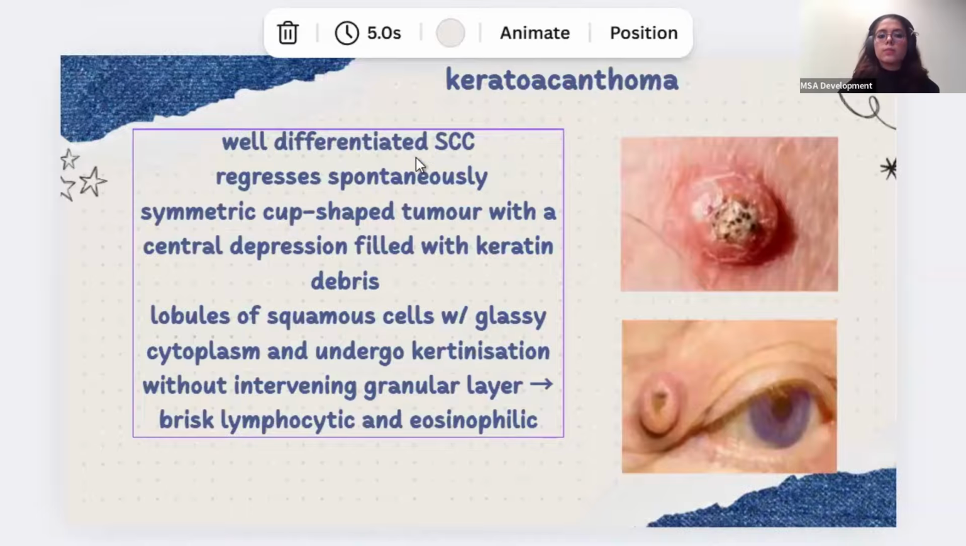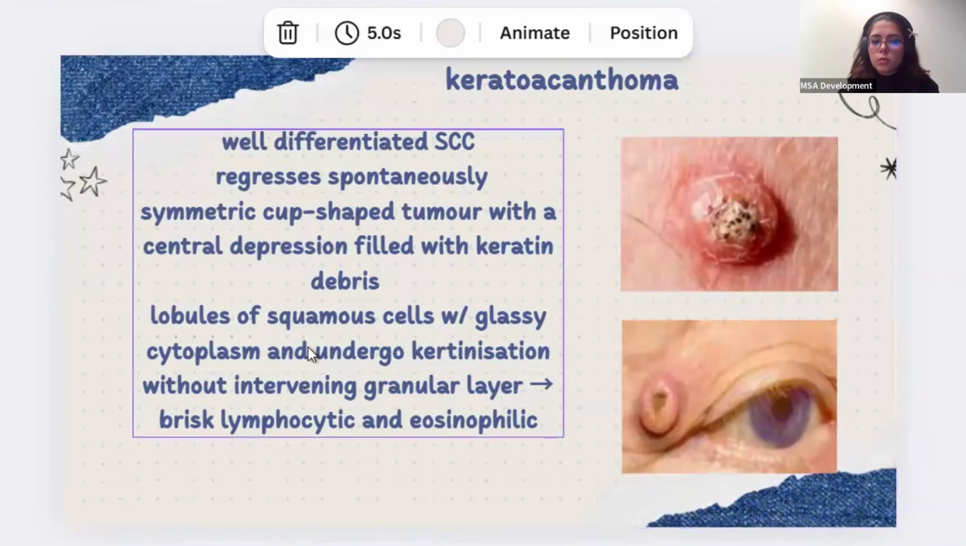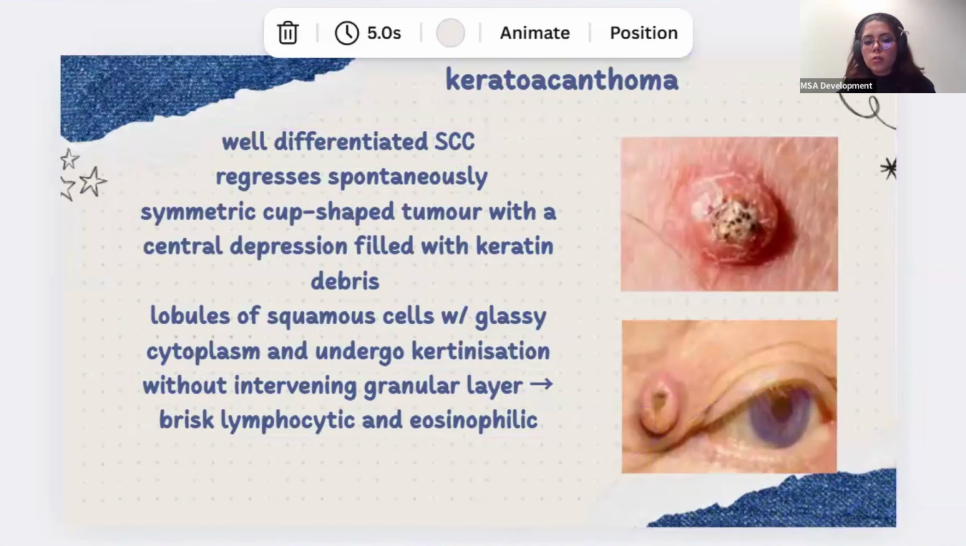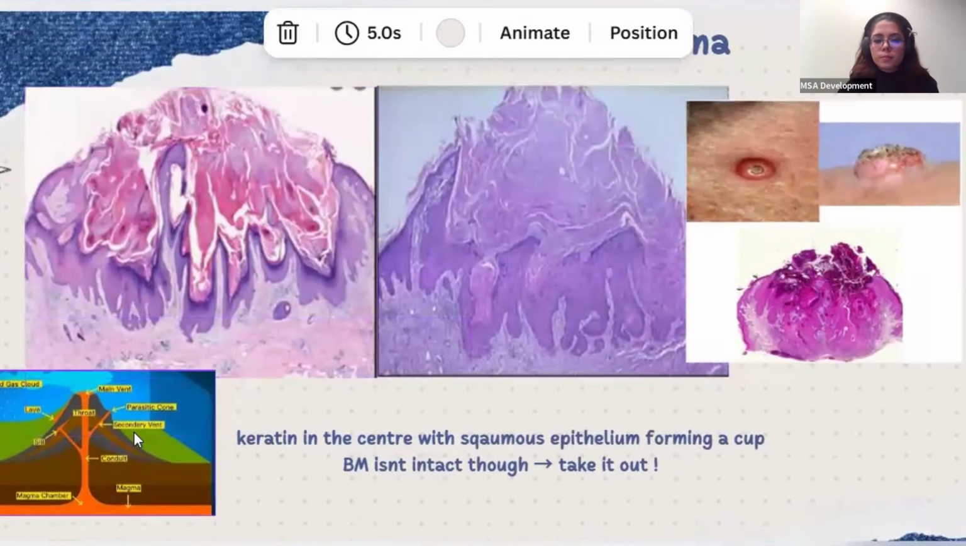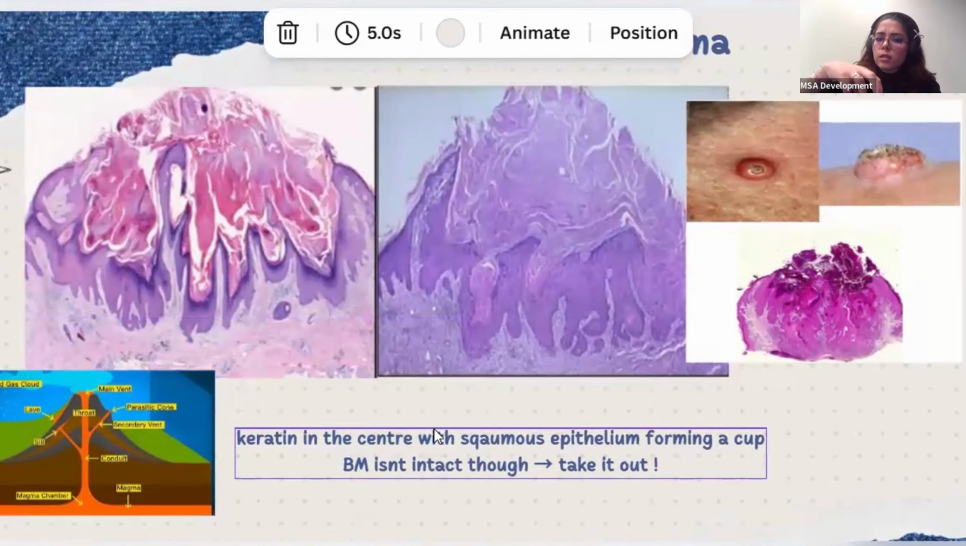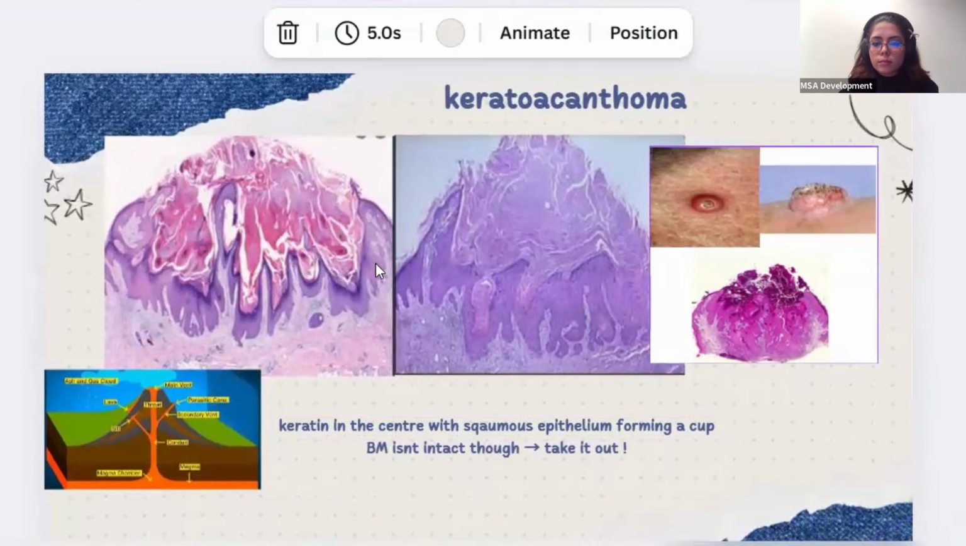Keratoacanthoma, well-differentiated squamous cell carcinoma, regresses spontaneously, cup-shaped tumor with a central depression. And this is not really important, but it's there. Lobules of squamous cells with glassy cytoplasm undergo keratinization without intervening granular layer, brisk lymphocytic and eosinophilic infiltrate. Okay, this is what it looks like. It's a volcano. Keratin is in the center with the squamous epithelium. It forms a cup. Okay, the basement membrane isn't intact, so make sure you take it out. Okay, these are other pictures.